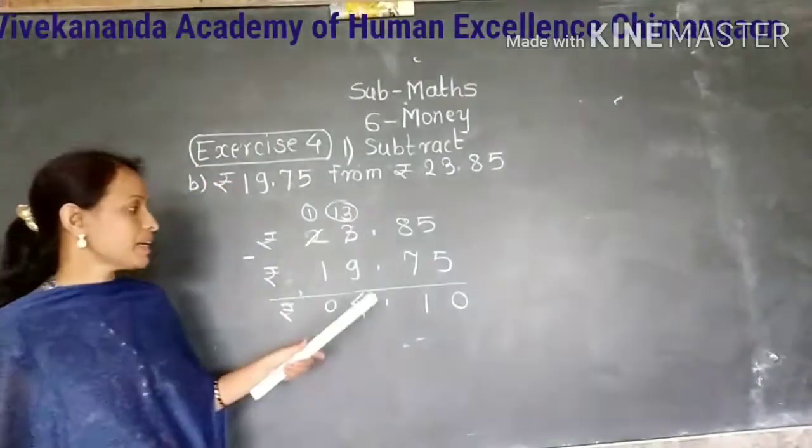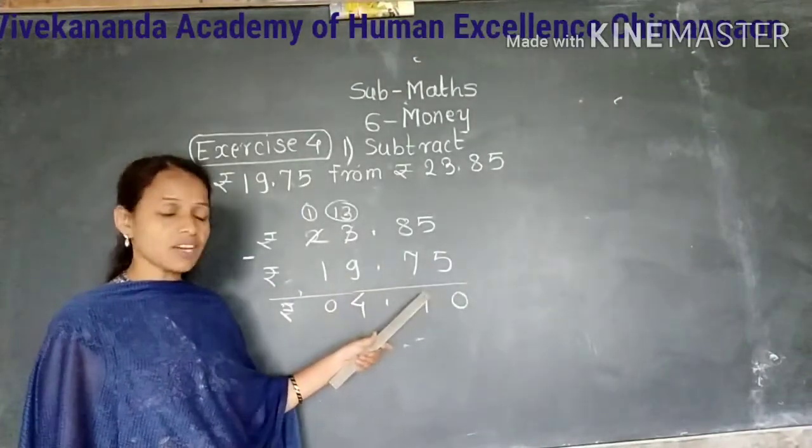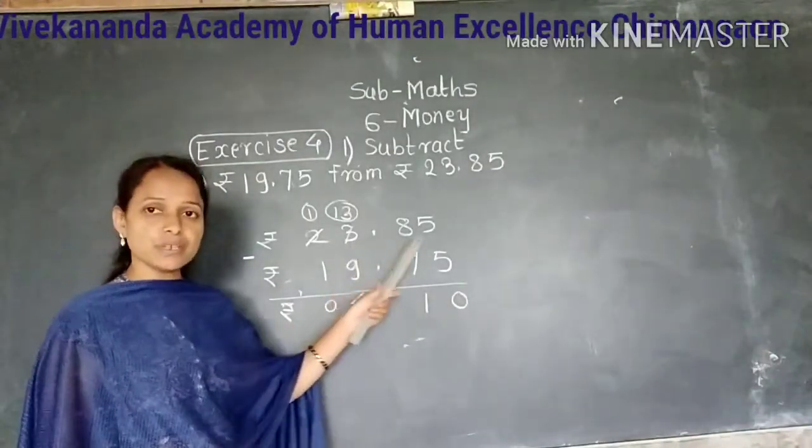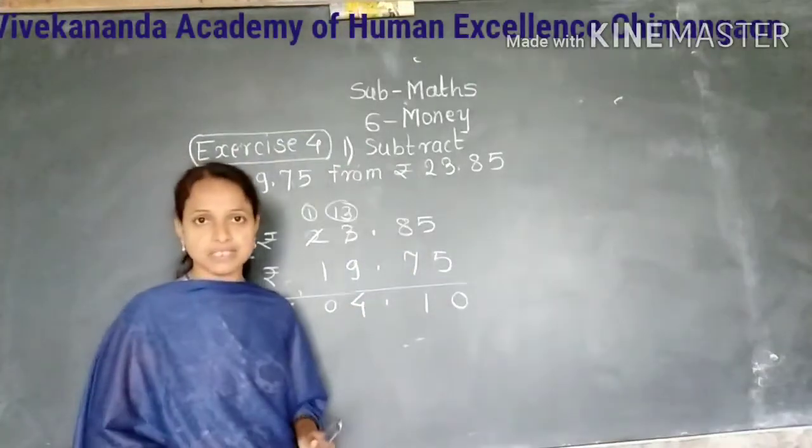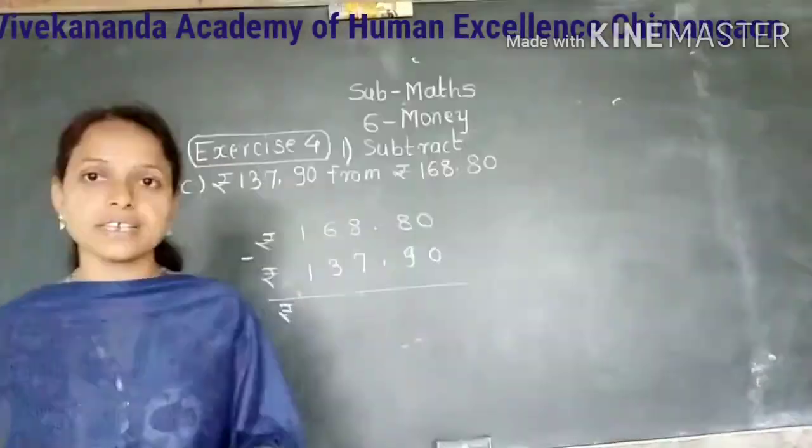In this way, by subtracting 19.75 rupees from 23.85 rupees, we get the answer 4.10 rupees. Okay. Next example.